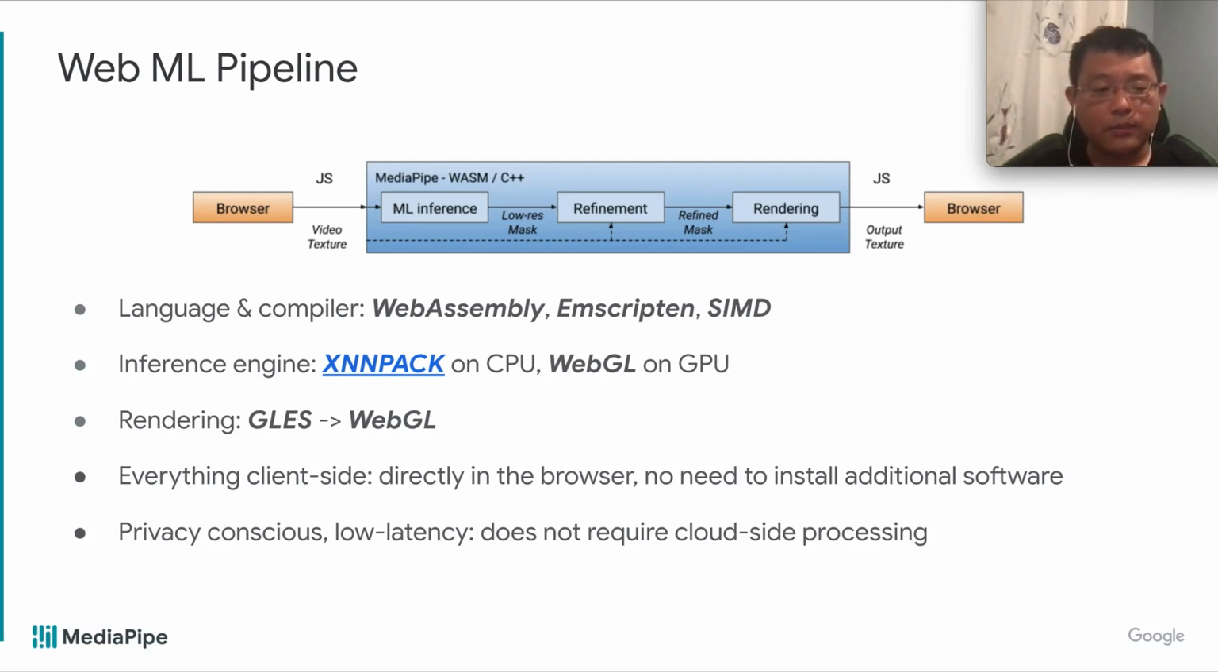There are two types of components in this pipeline: model inference and rendering. For model inference, we have XNNPACK for CPU and WebGL for GPU. Rendering components are written in OpenGL ES shaders. They can be used for processing and rendering effects. The pipeline runs everything on the client side, directly in the browser, so it's privacy conscious with low latency.